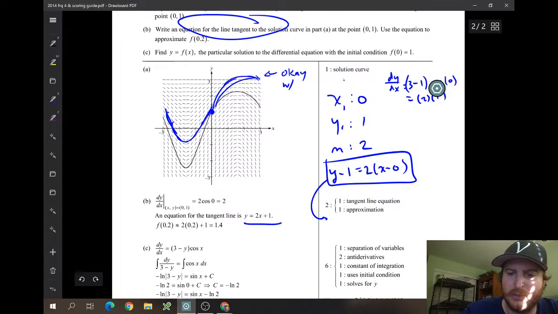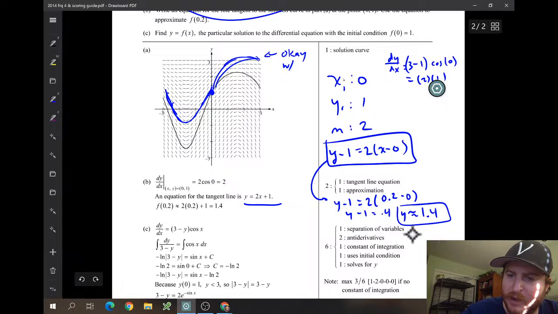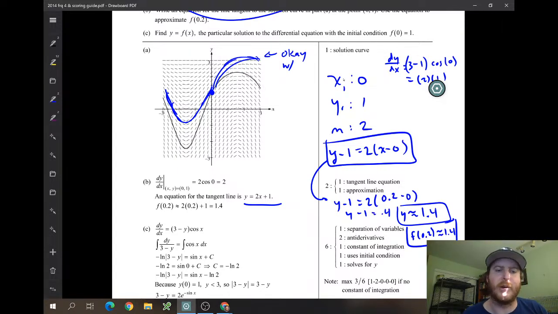And then when we approximate, we would do y minus 1 equals 2 times, for x, we're putting in 0.2 minus 0. So y minus 1 equals 2 times 0.2, which is 0.4. So you get y is approximately, when we add the 1 over, 1.4. Again, I said you can box that, you get full credit. Or even better, write f of 0.2 is approximately 1.4. Watch out for a question like, is this an over approximation or an under approximation or anything else? But in this case, they didn't do that.